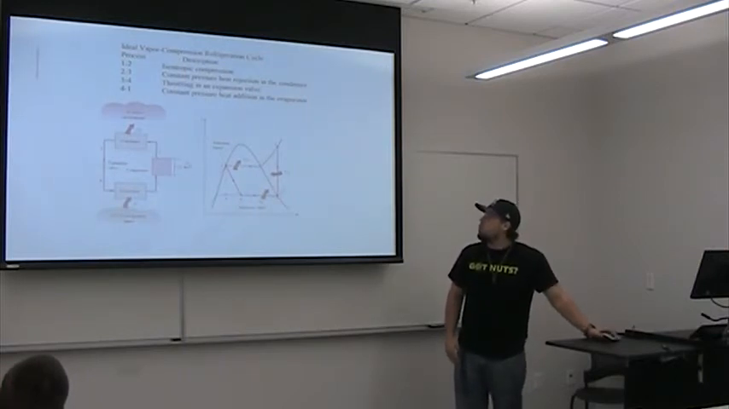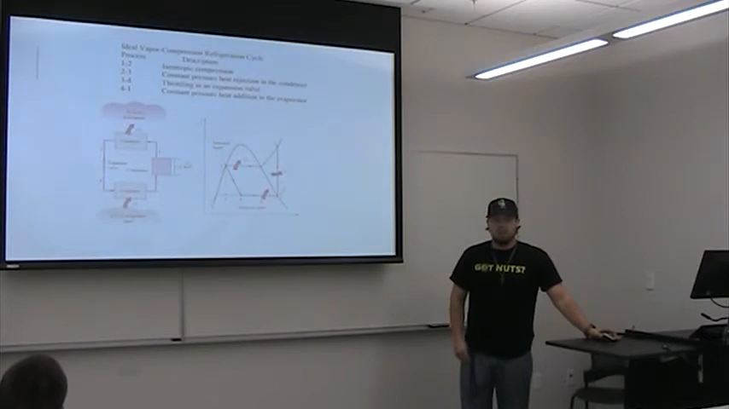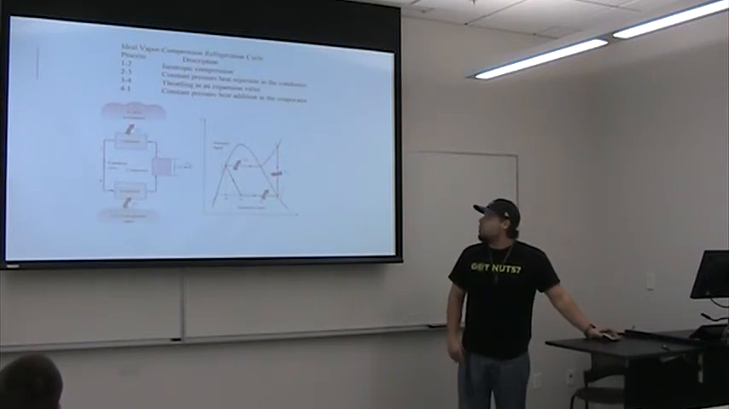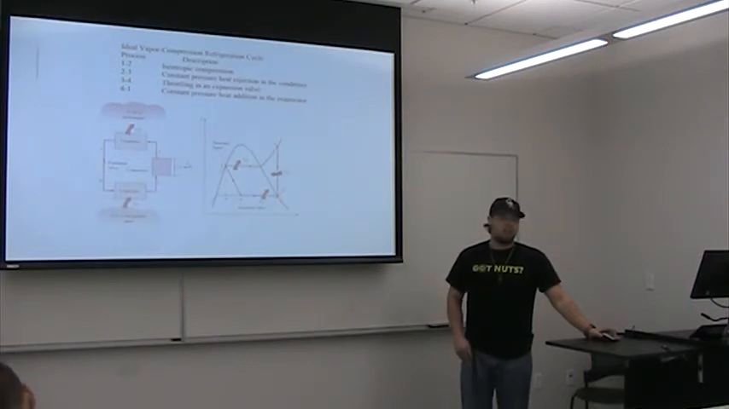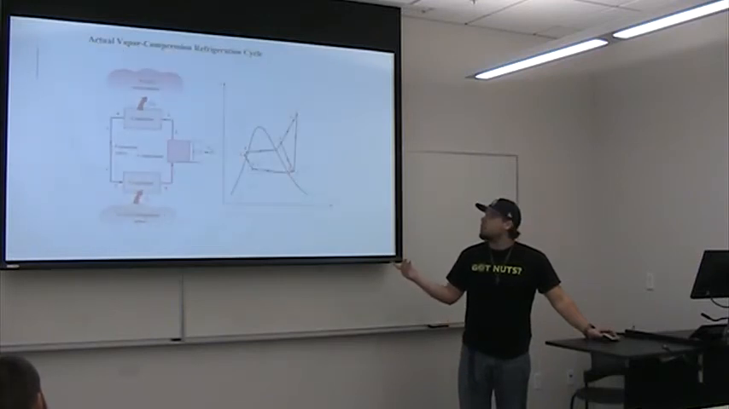But as you can see, from 1 to 2, it's the isentropic compression. Then from 2 to 3, constant pressure. 3 to 4, throttling in the expansion valve. The ideal case is where the entropy would remain the same. In real world scenarios, this doesn't happen, as you see in the next graph.